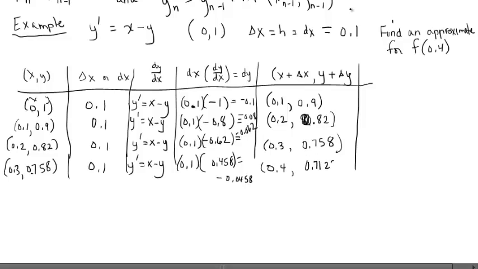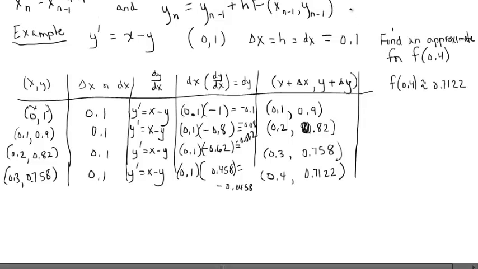So at this point, I've done 4 iterations. If I'm approximating the functional value at 0.4, my x-coordinate matches the input. Therefore, I'm going to say that f of 0.4 is approximately 0.7122. So this is a little bit of background about what Euler's method does for us. It allows us to generate a bunch of points that we can then plot, connect, and they approximate the actual function that we can't find because perhaps we're not given a separable differential equation where we can separate variables.